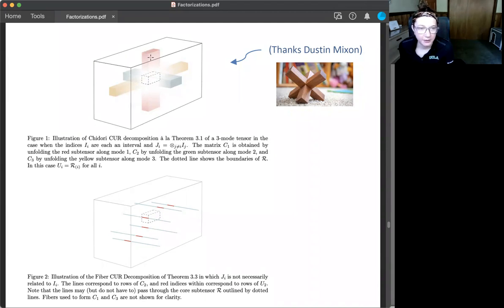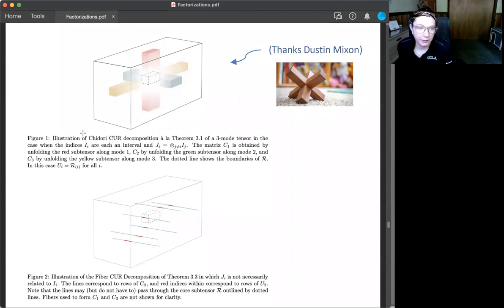So the C matrix is taken by unfolding this red subtensor. C2 is taken by unfolding the green subtensor in mode 2. And then C3 is taken by unfolding the yellow subtensor in mode 3. And this dotted subtensor here shows you that R tensor. And so in this case, you can see it in a nice way when these indices are nice intervals. So I think visually it's clear how to build each CUR component, and then you get all of the guarantees. It actually does give you the proper decomposition.